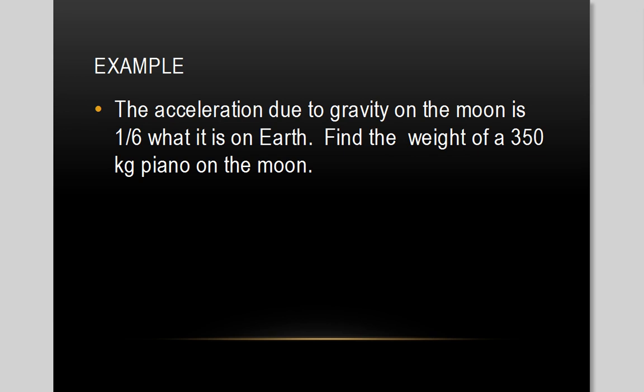So the acceleration due to gravity on the moon is about 1/6 what it is on Earth. Find the weight of a 350 kilogram piano on the moon. Well, the force of gravity on Earth would be this. But the acceleration due to gravity on the moon is 1/6 of that on Earth. So I just have to take this value and multiply by 1/6. So it's just 350 times 9.81 divided by 6.